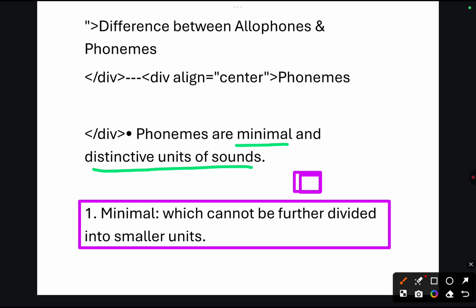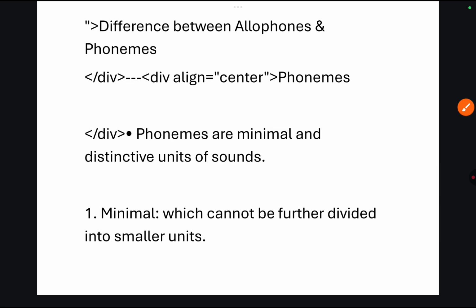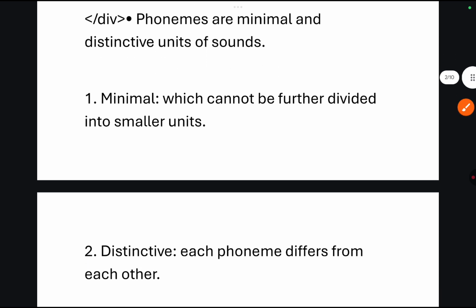For example, take a word. You can divide the word. You can separate the W, the O, the R and D, and even the vowels, which are made from two or more sounds, can be separated if you want. But a phoneme is minimal and distinctive, which cannot be further subdivided. So this is the main definition of the phoneme.